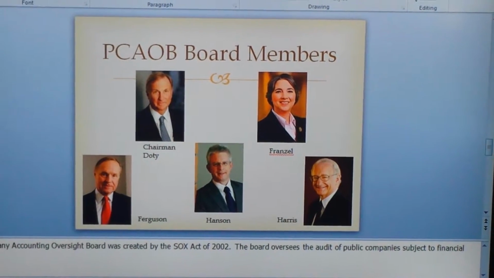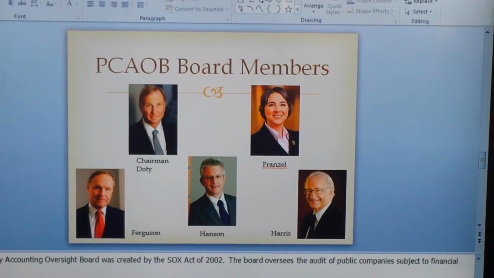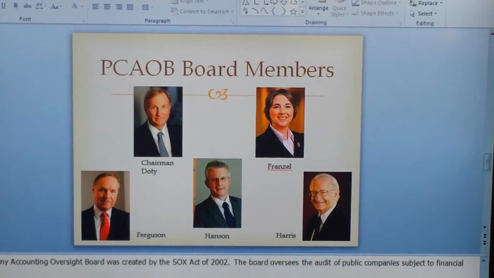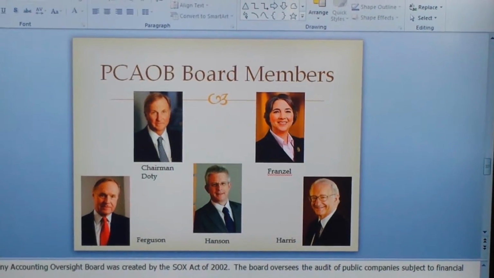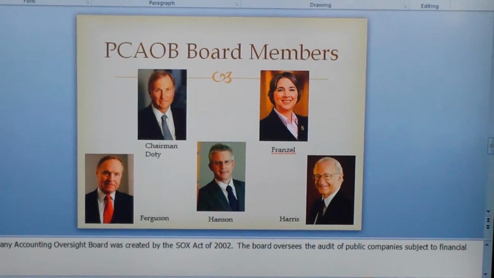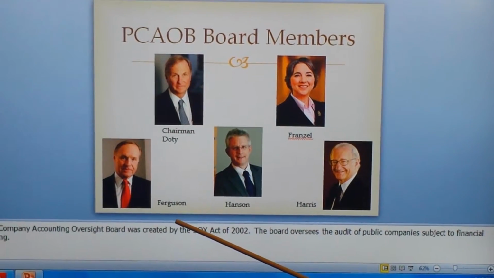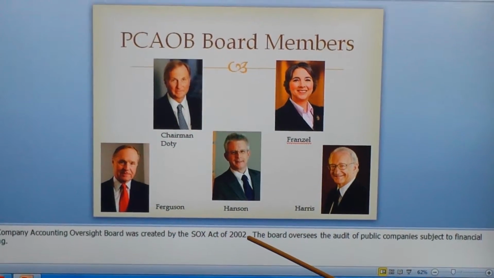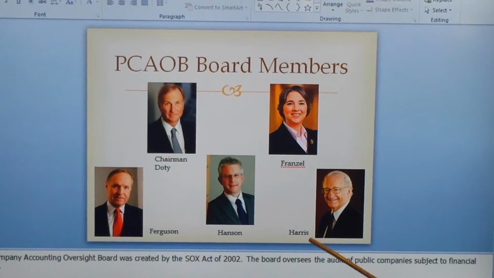The Public Company Accounting Oversight Board was created by the SOX Act of 2002. The board oversees the audit of public companies subject to financial reporting. These are the board members of the PCAOB. We have Chairman Doty, Ferguson, Hansen, Franzel, and Harris.